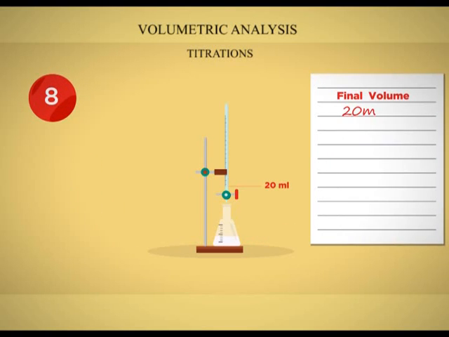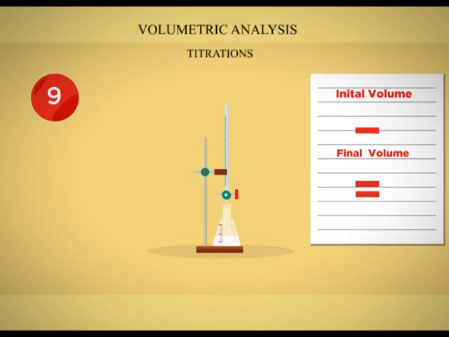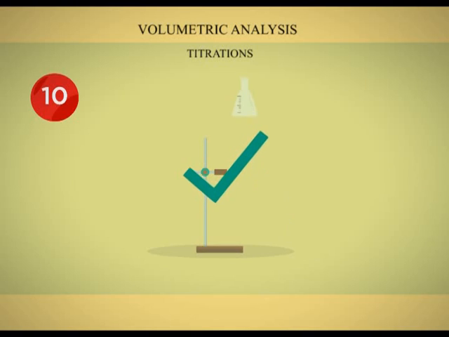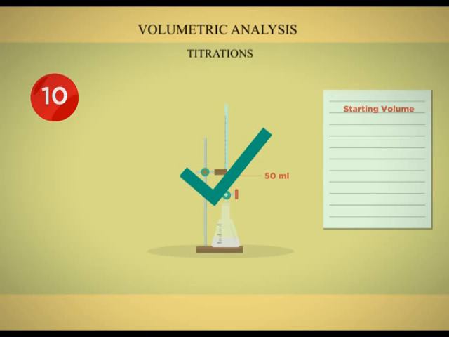Record the final reading on the burette, and then subtract the initial reading from the final reading to get the volume of the known solution that has reacted. This volume is called the titer. Repeat the procedure at least 3 times till you get consistent values of the titer.